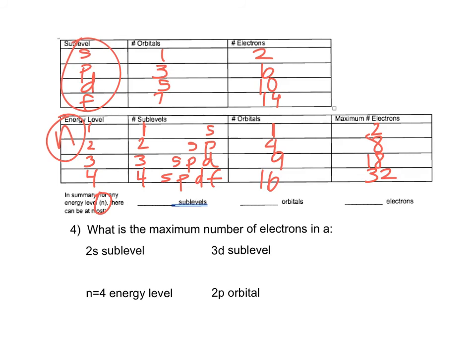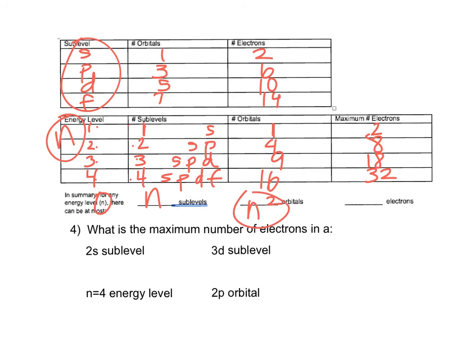If we want to, using n as our variable, what is the number of sublevels on any level? It's the same as the energy level, right? 1, 2, 3, 4. What about orbitals? What if I wanted to know, do you see a relationship between energy level and orbitals? Well, if you look, it's actually n squared. If I square 1, I get 1. If I square 2, I get 4. If I square 3, I get 9. If I square 4, I get 16. So the number of orbitals on any energy level is the energy level squared.